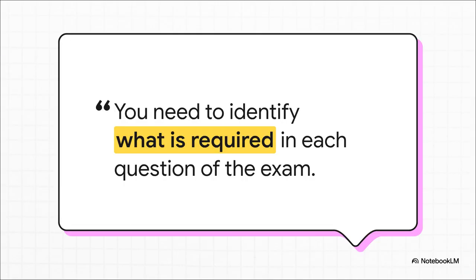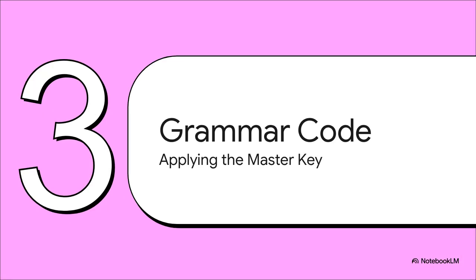You have to figure out what the question requires. Are they asking for a passive sentence? A specific phrasal verb? Maybe a conditional? That's step 3, naming the challenge so you can solve it. All right, enough theory. Let's put our master key to work. We're going to look at a few of the most common grammar patterns you'll face, so you can see exactly how this 3-step process works in the real world.